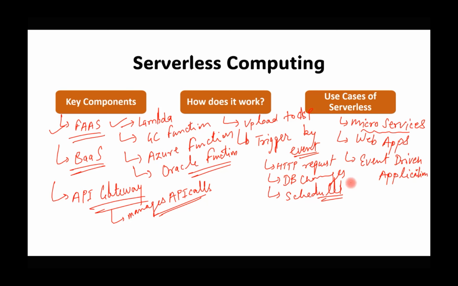We can also use serverless computing for IoT applications, like Alexa. An IoT application connects and processes data from IoT devices, and right now Alexa is a perfect example of an IoT device. Next, it can be used for batch jobs. So these are a few real-time use cases where we can use serverless computing.